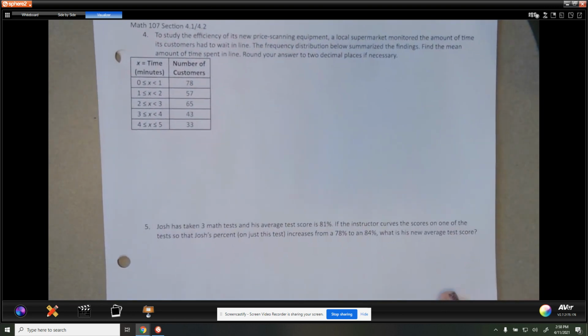Last little group, last page. To study the efficiency of its new price scanning equipment, a local supermarket monitored the amount of time its customers had to wait in line. The frequency distribution below summarized the findings. Find the mean of the time spent in line and round the answer to 2 decimal places if necessary.